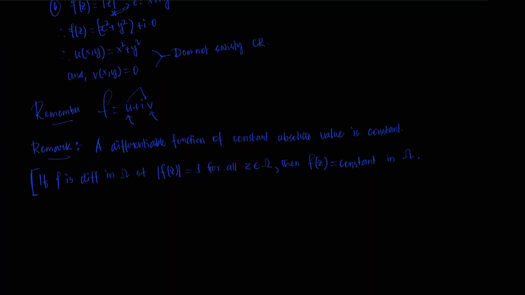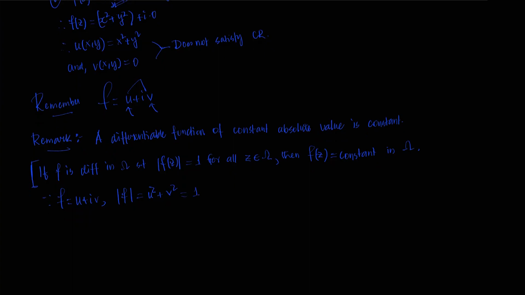Okay, so this is a small remark. Let's say that f can be written as u plus iv, right? So since f is u plus iv, mod f, which is mod of f(z), is u squared plus v squared. That is equal to 1. Clear? So basically the constant I am assuming to be 1. You don't have to take 1; let me take it to be a constant k. It's a constant.